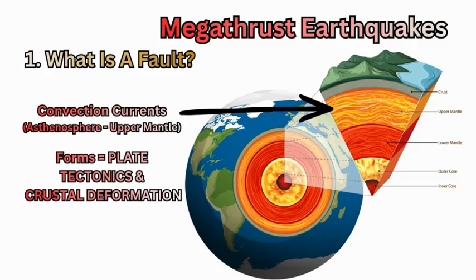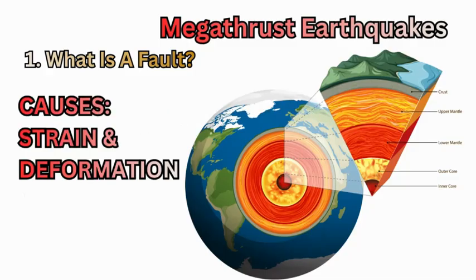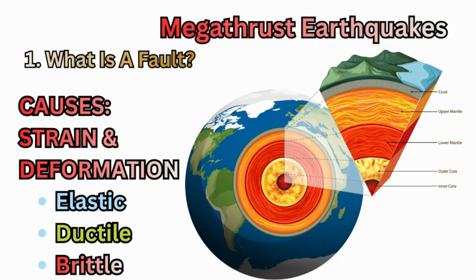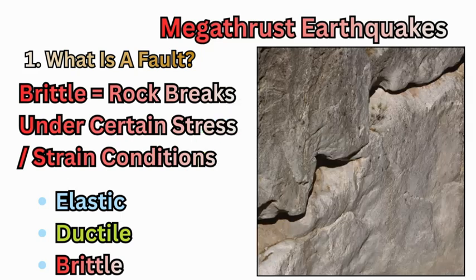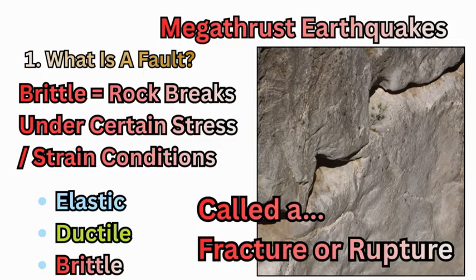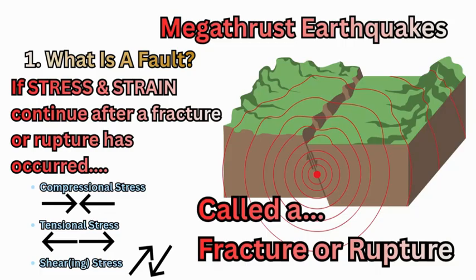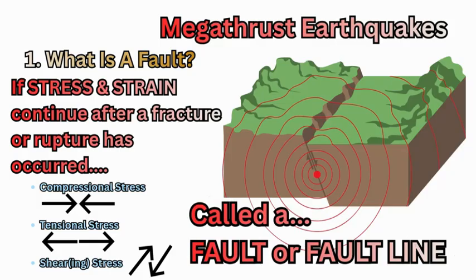And this stress is going to cause strain and deformation within the rock, both elastic deformation, ductile deformation, and the more important, brittle deformation, which is going to cause the rock to go above its strain limit with the stress and break. This break is called a fracture or a rupture. Now, if there's still movement either side of this newly formed fracture or rupture caused by the continued stress, either compressional stress, which is going towards, tensional stress going away, or the opposite direction, which is shearing stress, then we call this a fault line.